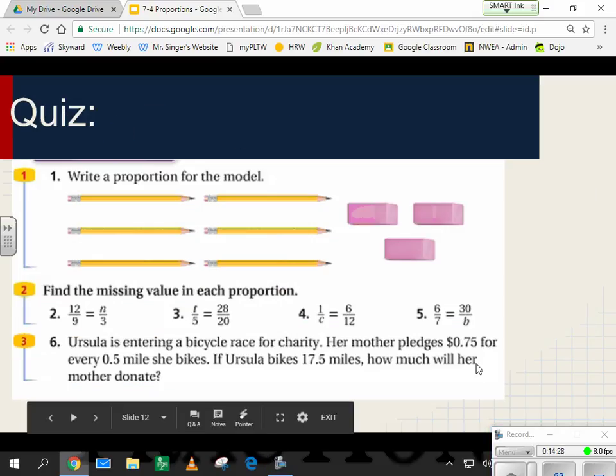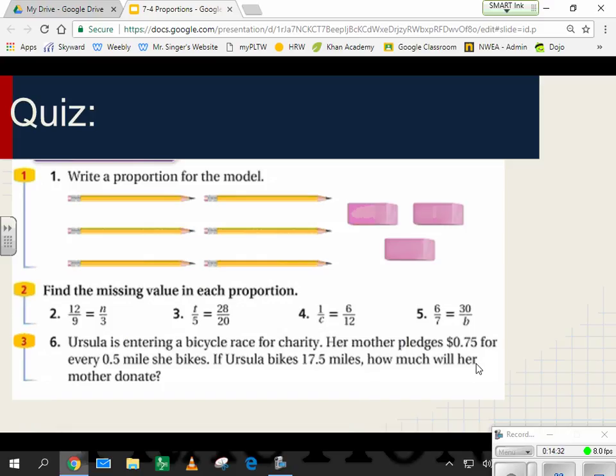And here's your quiz. I got 6 problems for you to figure out. Go ahead and do your best showing your work. For number 1, you're writing a proportion, so we can already see that one ratio is 6 pencils to 3 erasers. Find something equivalent. Find the missing value for 2, 3, 4, and 5. And then finally for number 6, go ahead and solve that one, that word problem. Good luck. We'll see you next time.